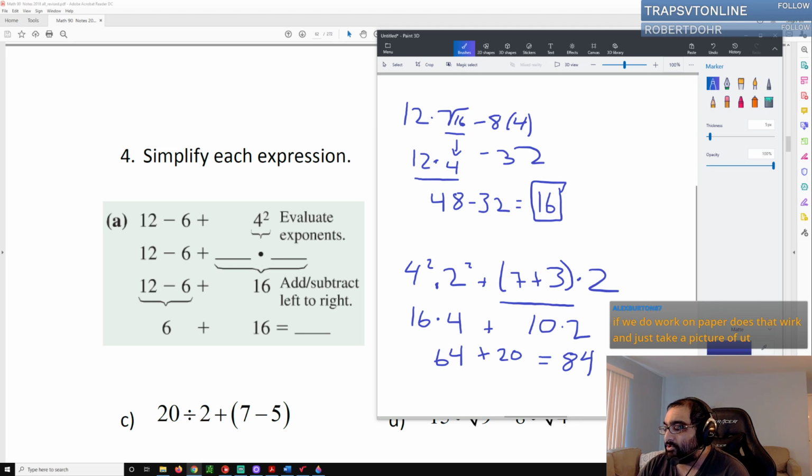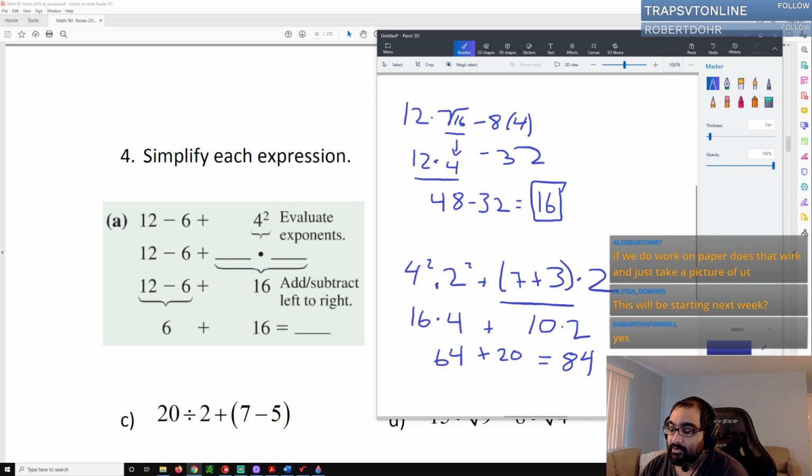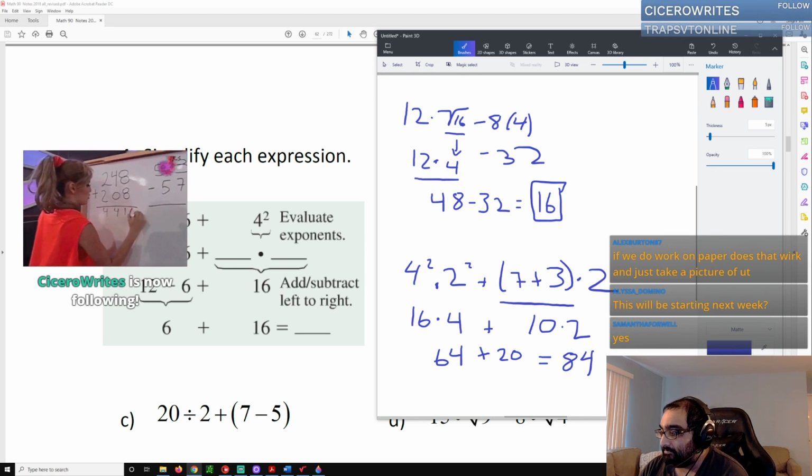Yes, you could do either one as long as it's clear. That's a great question, Alex. If you do the work on paper, take a picture and send it through the Dropbox, then that's fine, because I'm going to take a look at that, and as long as the picture's clear enough for me to read it, that'll be perfect. This will be starting next week, next Tuesday, because we'll probably finish section 1.10 next time.